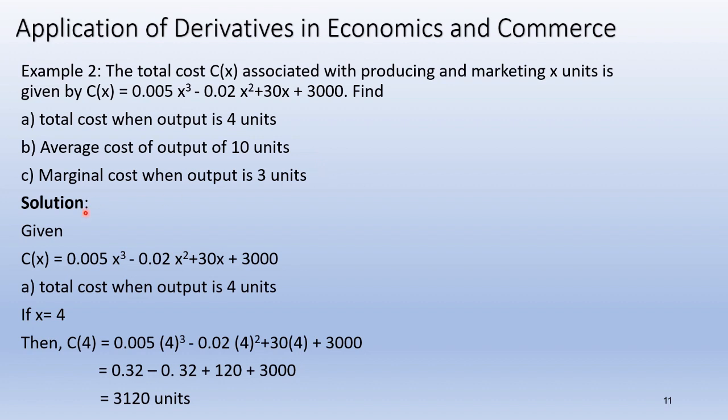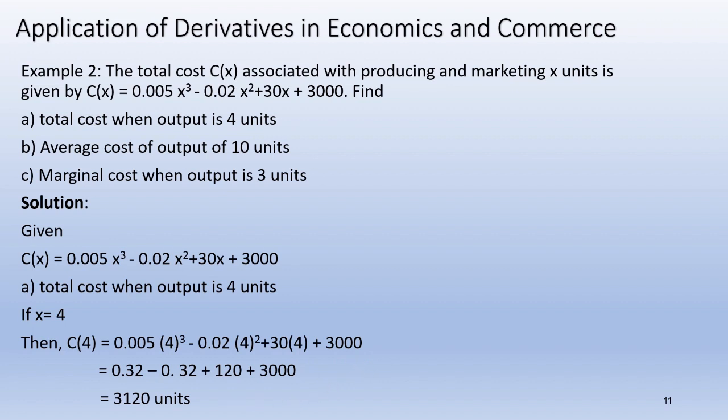Solution. Given, C of x is equal to 0.005x cube minus 0.02x square plus 30x plus 3000. A. Total cost when output is 4 units. If x is equal to 4, then C of 4 is equal to 0.005 times 4 cube minus 0.02 times 4 square plus 30 times 4 plus 3000, which is 3120 units.